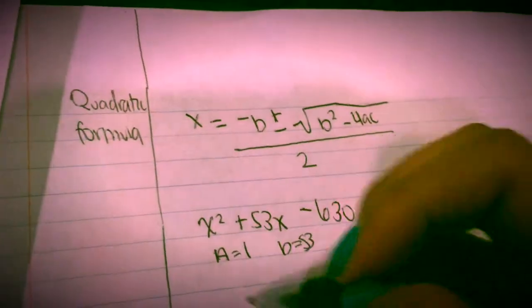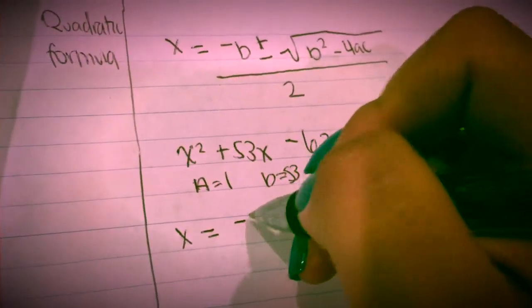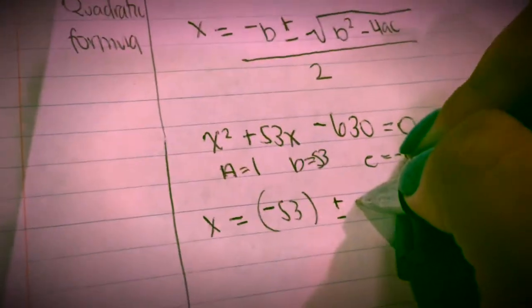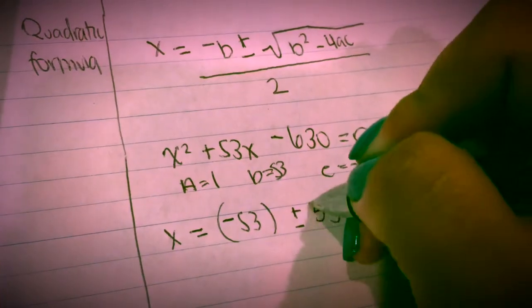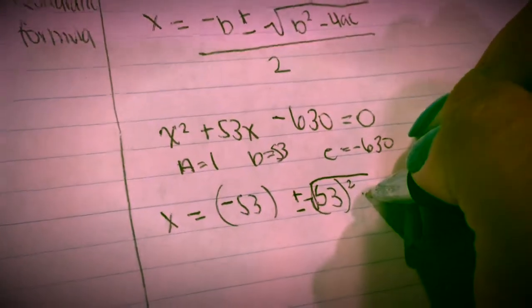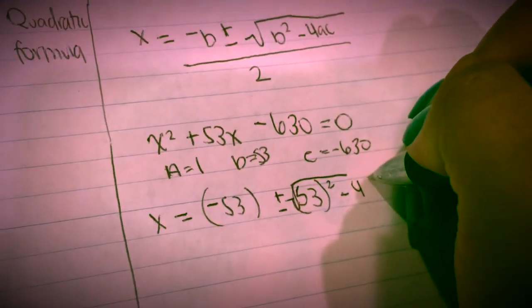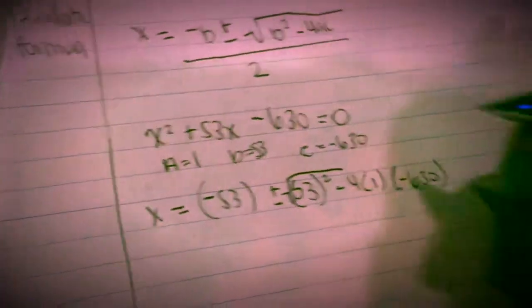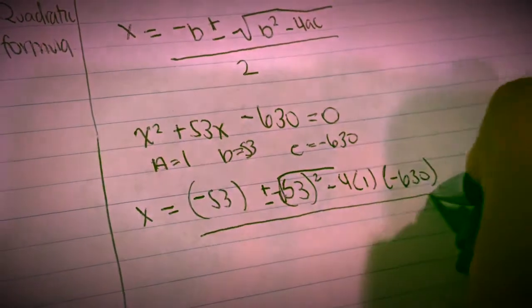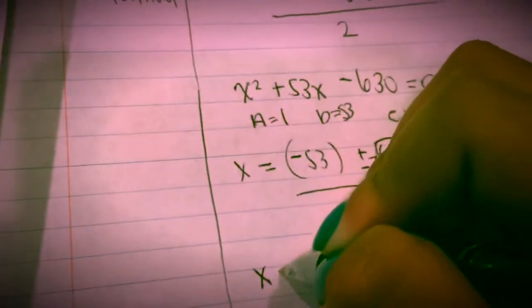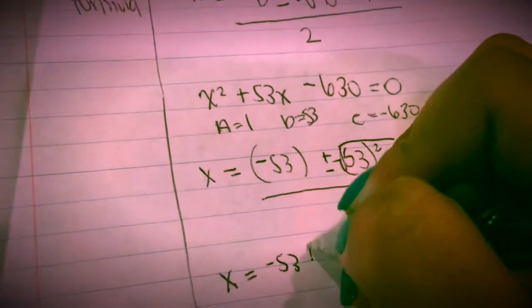So from there, we plug in the numbers where they belong. So I write x is equal to negative 53 plus negative 53 squared. Sorry, it's kind of hard to write. Okay, and then minus 4, 1, and then negative 630. Then you do this whole thing and plug in the numbers. Then you write down x equals negative 53. So basically, you're just solving.